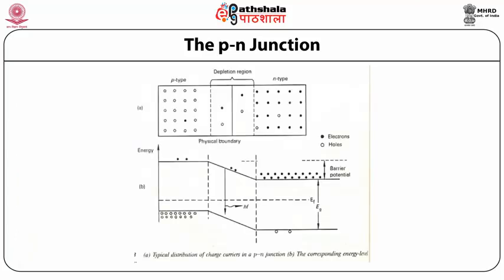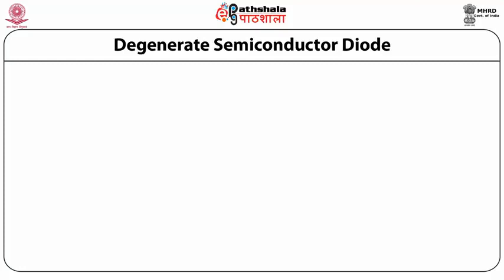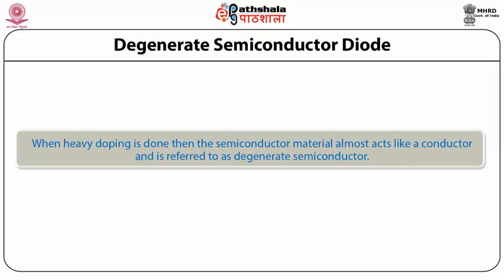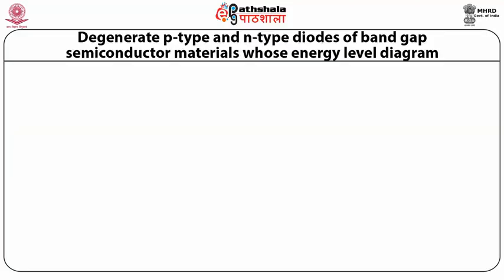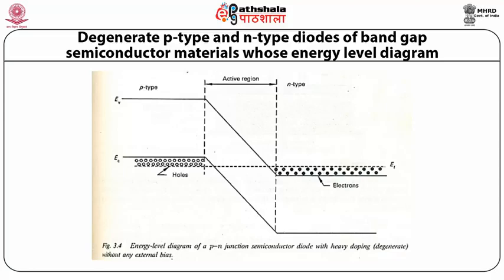The figure here again describes the distribution of charge carriers in a p-n junction and the corresponding energy levels, and one can see the barrier potential and energy band gap. So there comes the concept of a degenerate semiconductor diode. When heavy doping is done, the semiconductor material almost acts like a conductor and is referred to as a degenerate semiconductor. The figure depicts the p-type and n-type diodes of bandgap semiconductor materials whose energy level diagram is shown here.